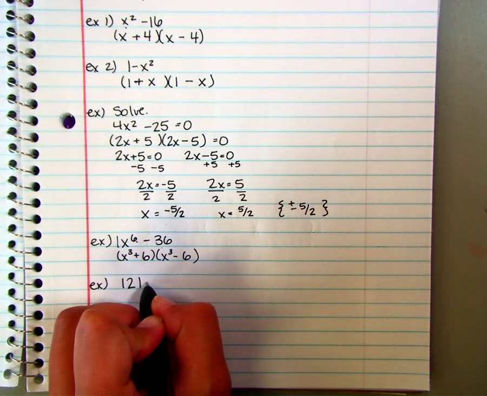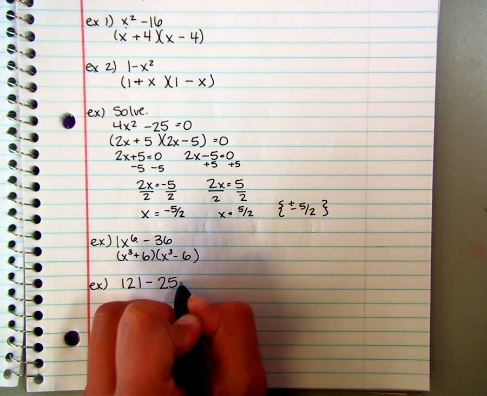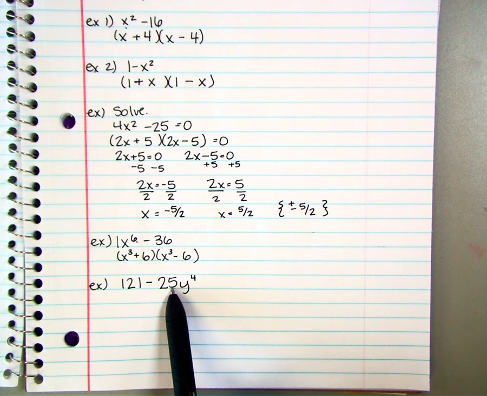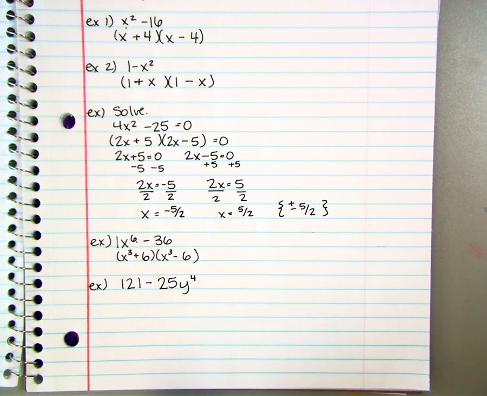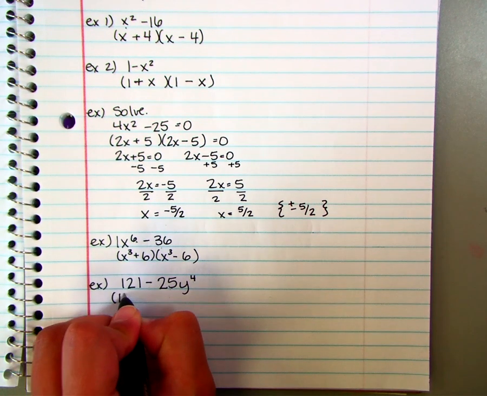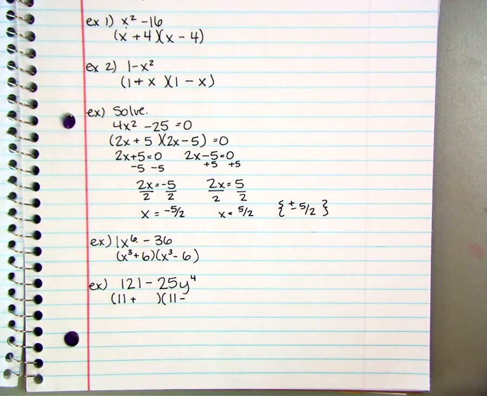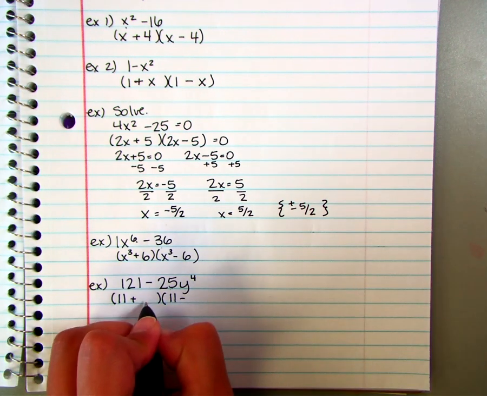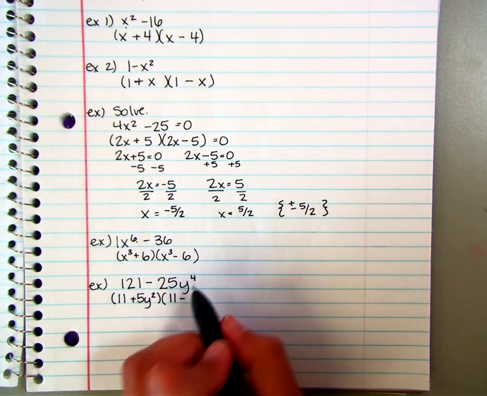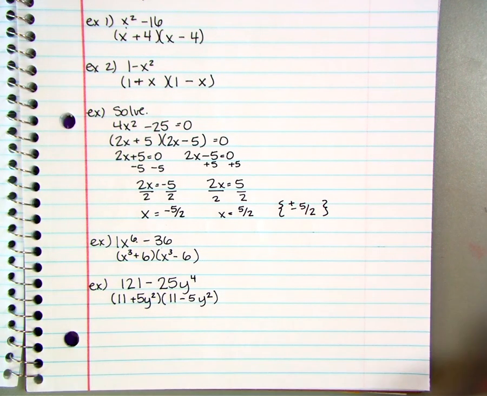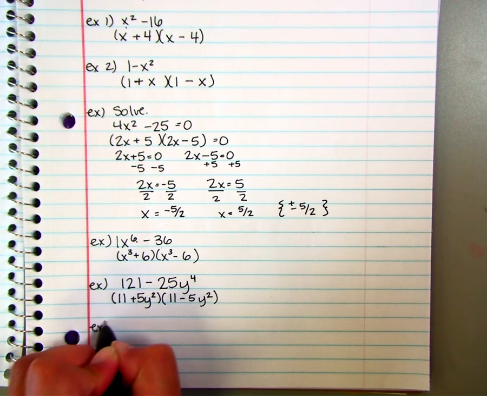So 121 minus 25y to the 4th. We've got subtraction. We've got two terms. Perfect squares, even exponent. The square root of 121 is 11. Start off the factors with 11. One is plus, one is minus. The square root of 25y to the 4th would be 5y squared. So again, we just split that exponent into two equal pieces. You can think about it as multiplying, or you can think about it as dividing 4 by 2. Whatever helps you out. All right, I think we can do two more.